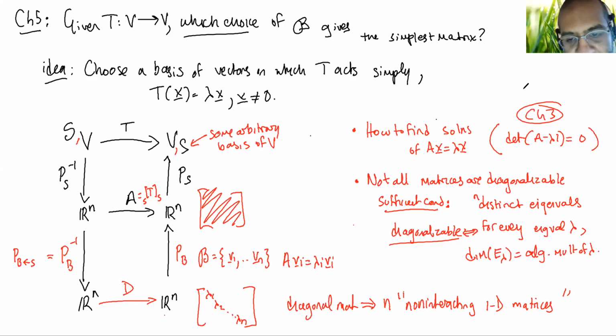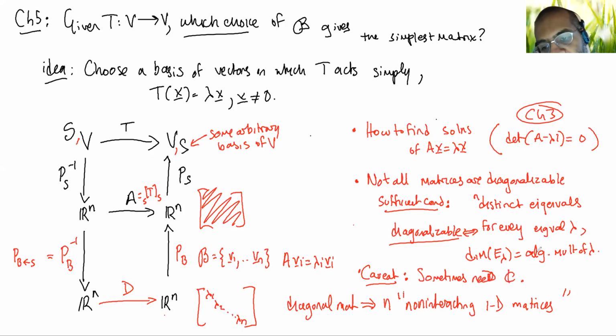And chapter 3, there's one important caveat, which is, okay, not all matrices are diagonalizable. Sometimes you need complex numbers to even get n eigenvalues. And complex eigenvalues correspond to two-dimensional rotations.